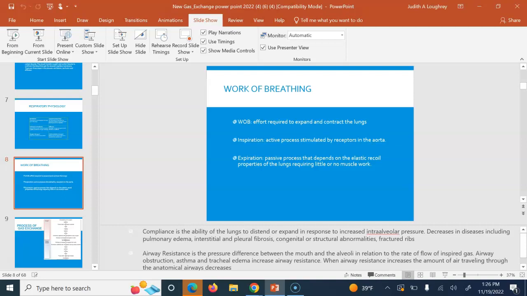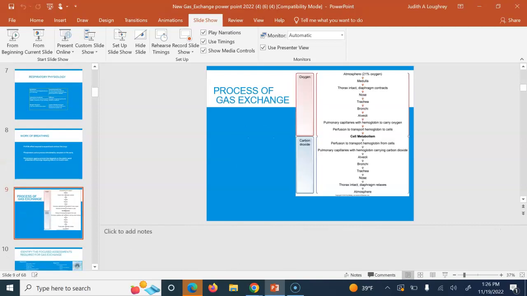Airway resistance is the pressure difference between the mouth and the alveoli in relation to the rate of flow of inspired gases. Airway obstruction, asthma, and tracheal edema help increase airway resistance. When airway resistance increases, the amount of air traveling through the anatomical airways decreases. So we don't want that pressure.